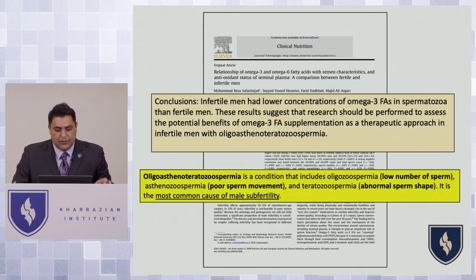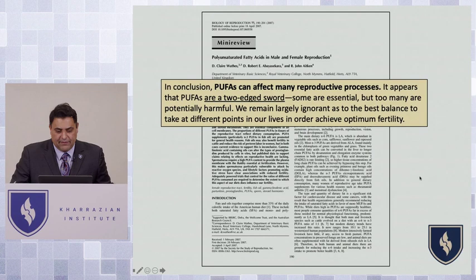The same thing has been found with men. In conclusion, infertile men had lower concentrations of omega-3 fatty acids in spermatozoa than fertile men. These results suggest that research should be performed to assess the potential benefits of omega-3 supplements as a therapeutic approach in infertile men with oligoasthenoteratozoospermia, which is a condition with poor sperm movement, abnormal sperm shape, and low number of sperm. Basically everything that goes wrong with sperm. So fatty acids have been shown to have an effect there.